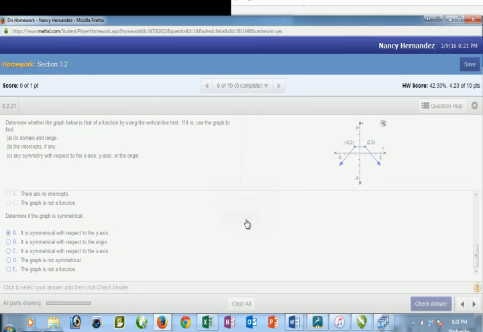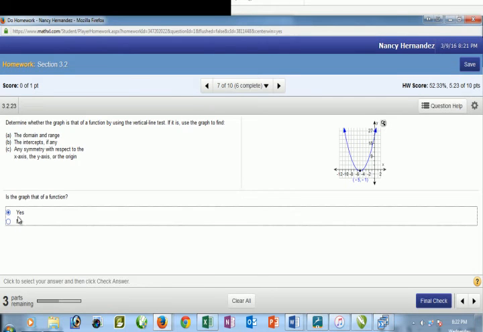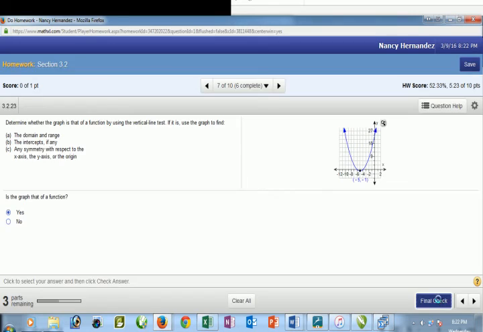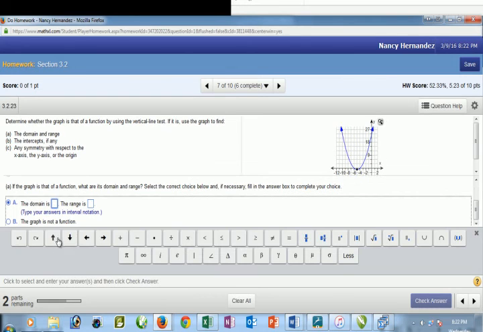All right. These are some long questions, but you gotta put the time in. Function, yes. Pass the vertical line test. Boom. Right? Domain goes left, goes right. So it should be what? Negative infinity, right? Comma what? Positive infinity. Hey.